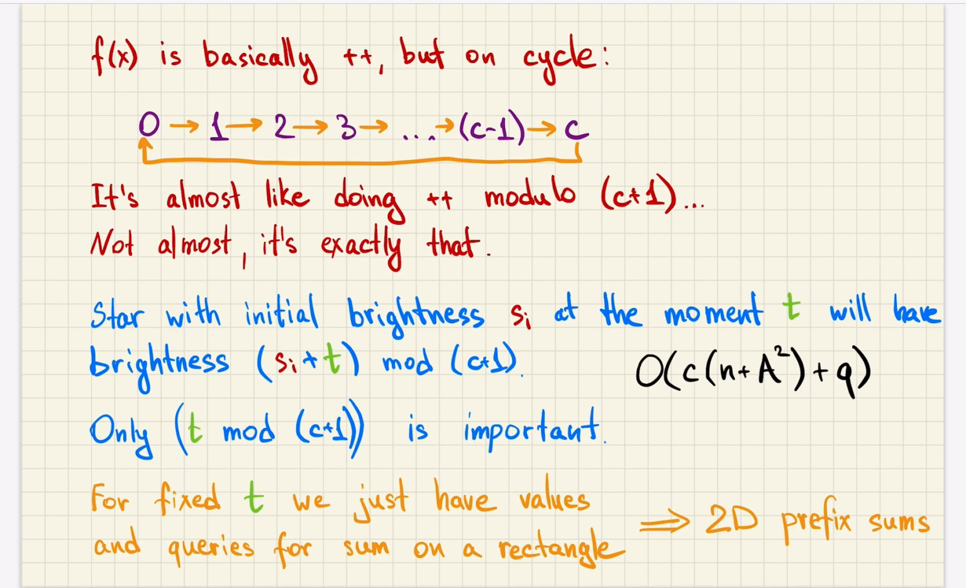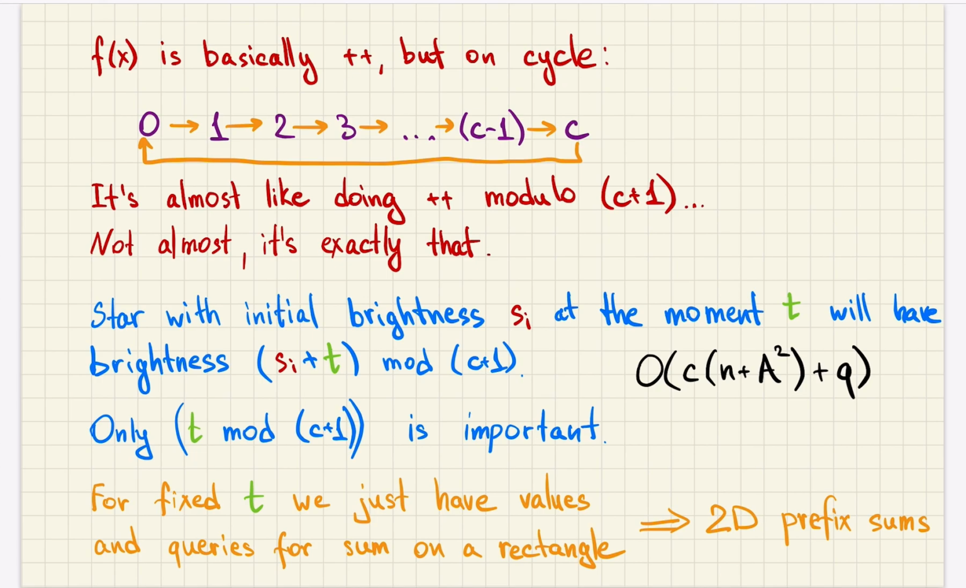And let's just try all the times. For a fixed time, we just have stars. For each of them, there is a current brightness. So we just have not changing values on the plane, and we are asked to calculate sum on rectangles. That is two-dimensional prefix sums.